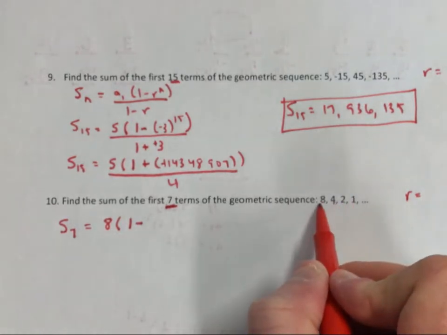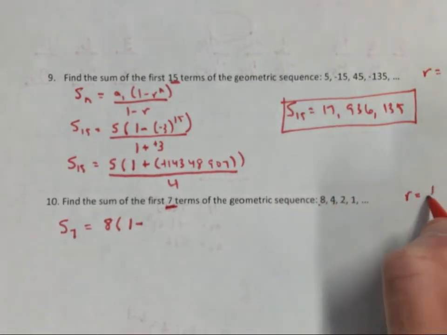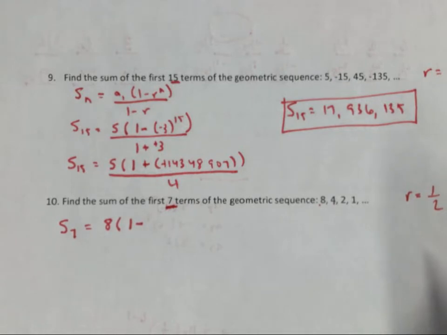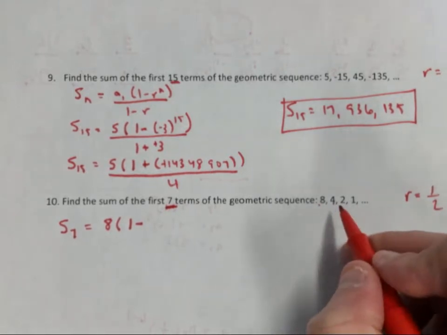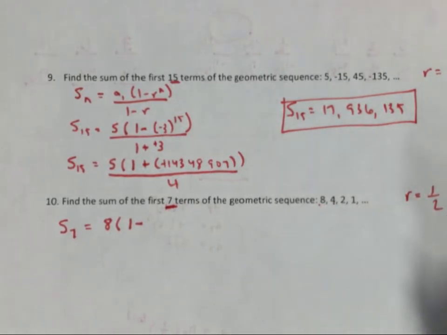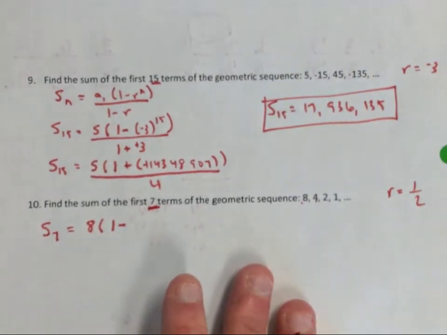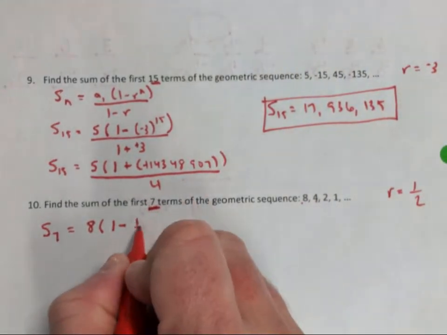It's this divided by that. So 4 divided by 8 is what? 1/2. Make sure you don't make that mistake, okay? Because some people like to put 8 first. It's the second divided by the first. Second divided by the first. So I'm going to put the 1/2.